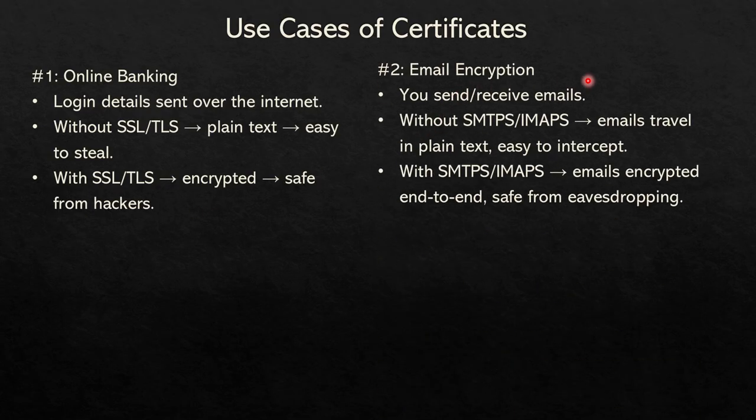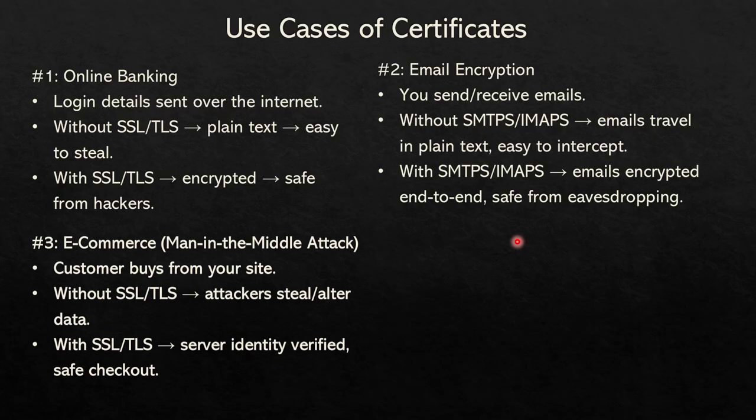Similarly, email encryption is another use case, wherein a lot of emails are exchanged between millions of accounts. If there is no security implemented, they will be easy to interpret and anyone can read any other person's email. Whereas with SMTPS and IMAPS, all those emails are encrypted and cannot be stolen, and the contents cannot be read. Similarly, use case three is about e-commerce.